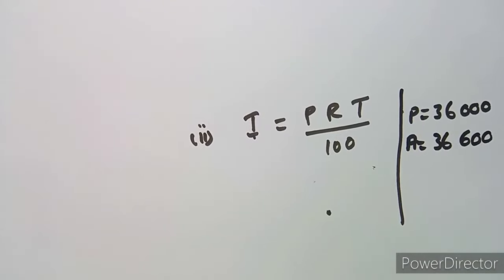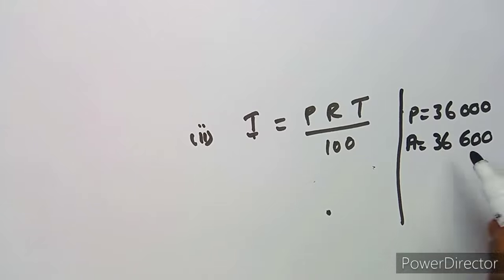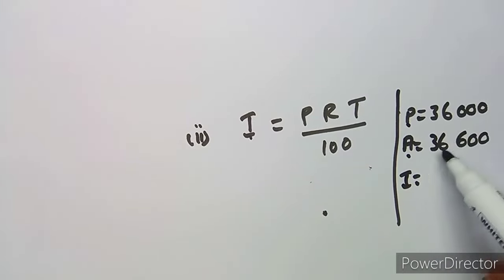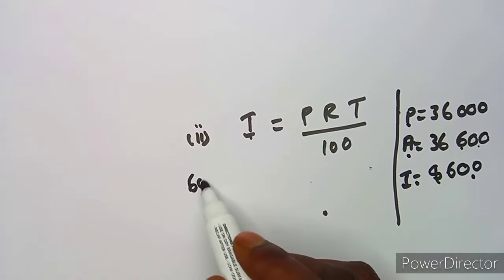You can use another formula. Yes, I explained this formula in another video, but I'm just going to use this one that you are used to. Your interest is going to be the difference between the amount that you have and the amount that you deposited into the bank. So if we subtract 36,600 minus 36,000, we are simply remaining with $600. So this is our interest here.